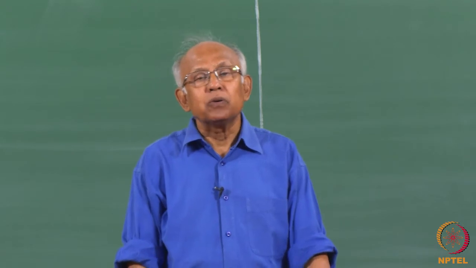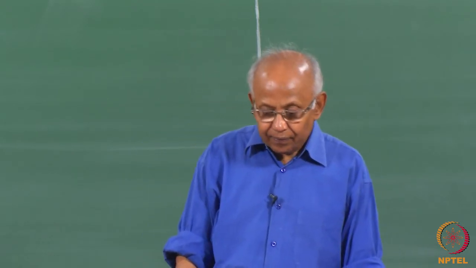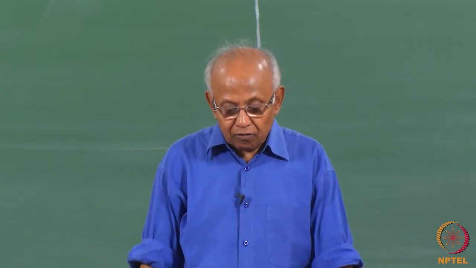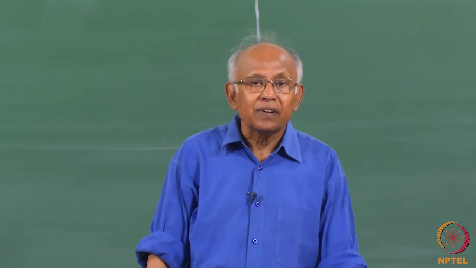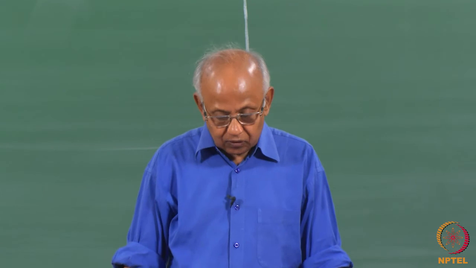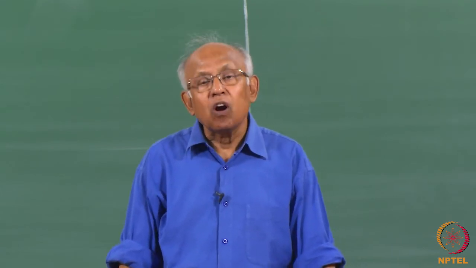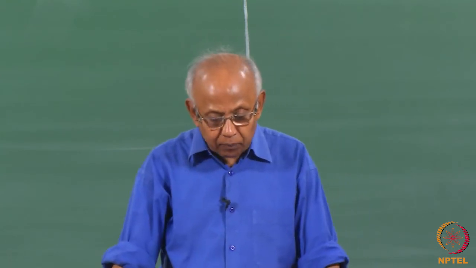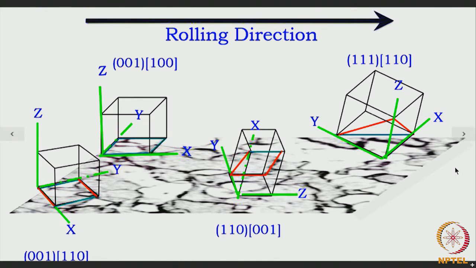Now, when we talk about orientation of grains, it is necessary to define what is meant by orientation. For this lecture, I will concentrate only on sheet materials. So, whenever I talk of orientations, et cetera, I talk of orientations of grains in a sheet. Say, for example, we have a rolled sheet as shown here, and this is the rolling direction. Now, say we consider the grain over here. Now, we have drawn the unit cell for that grain in an enlarged manner.